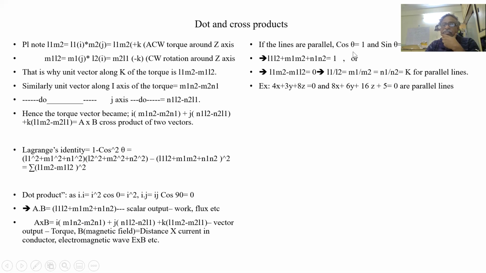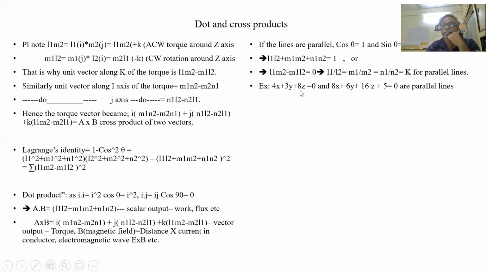So if the lines are parallel, all of this will become 0 because sine theta is 0. AB sine theta, sine 0 is 0. So this whole thing is 0. That means L1 M2 minus M1 L2 is 0. That means L1 by L2 is M1 by M2, which is equal to N1 by N2. This is a parallel line.